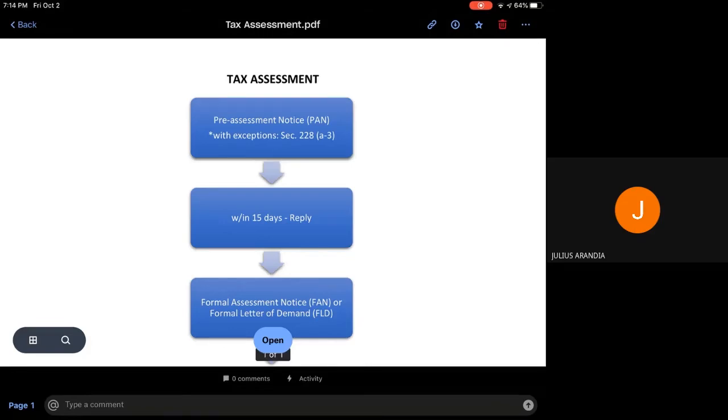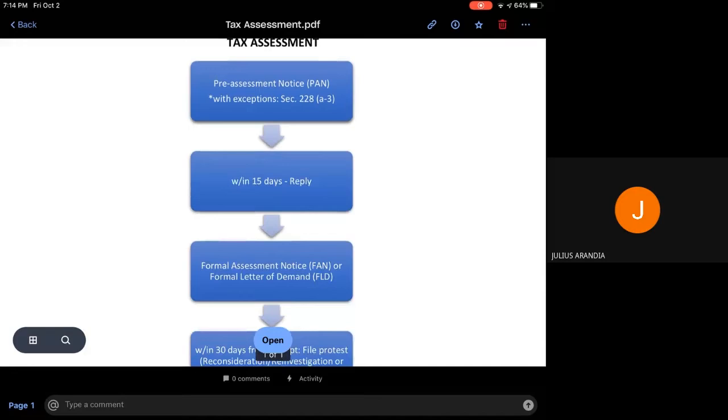However, not all the time is the pre-assessment notice required. So there are exceptions wherein the pre-assessment notice is no longer required as provided in Section 228 paragraph A to E. So that should be E. Then within 15 days from receipt of the pre-assessment notice, you are given 15 days to file a reply.